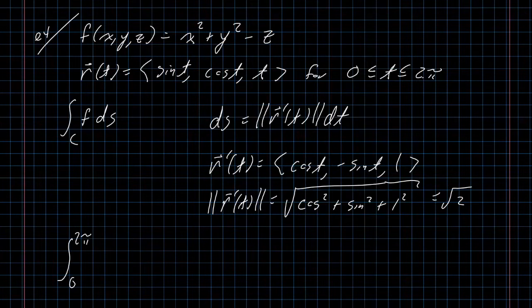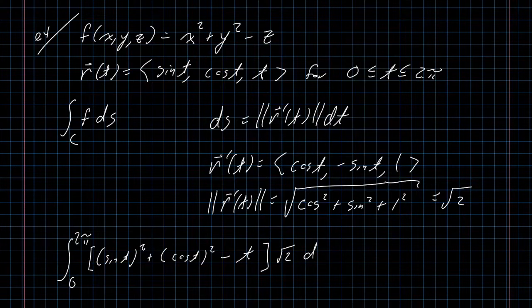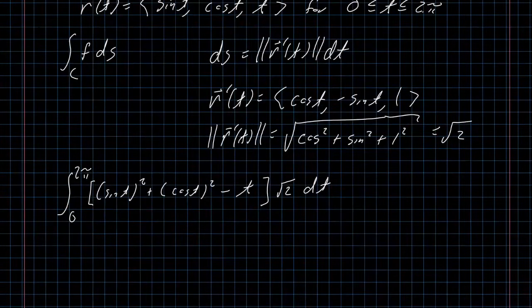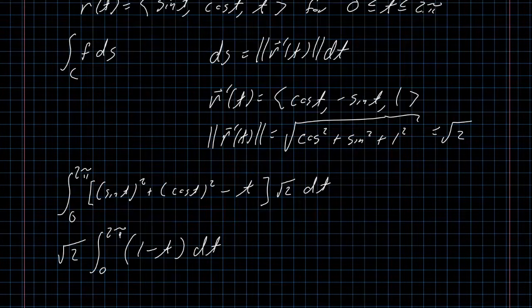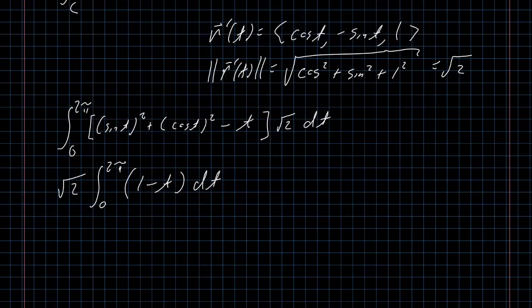Our function, x squared plus y squared minus z. Plug in x equals sine of t. Plug in y equals cosine t. Plug in z equals t. And then ds is square root of 2 dt. Sine squared plus cosine squared is still 1. So we've got 1 minus t dt.